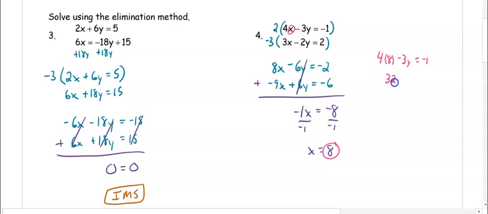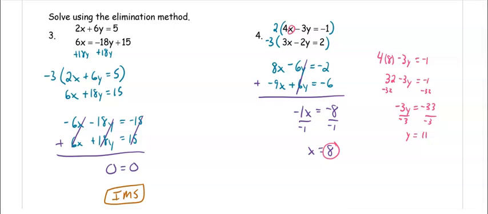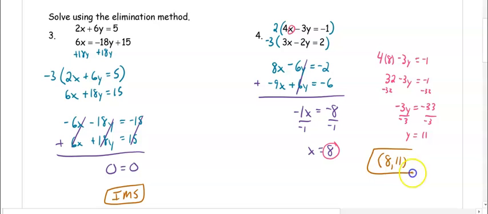4 times 8 is 32 minus 3y equals negative 1. We can subtract 32 from both sides. Negative 3y equals negative 33. We divide by negative 3. So y is 11. So our ordered pair here is going to be 8, 11.